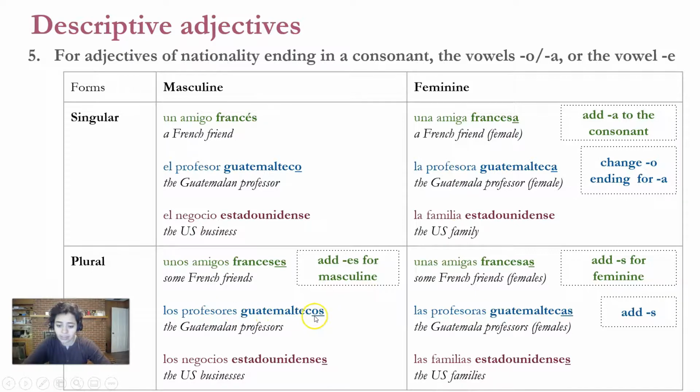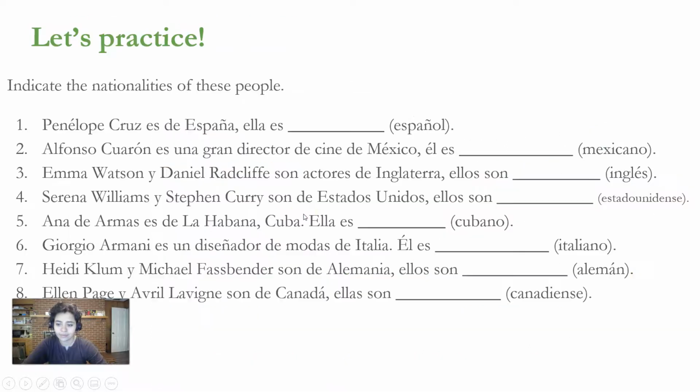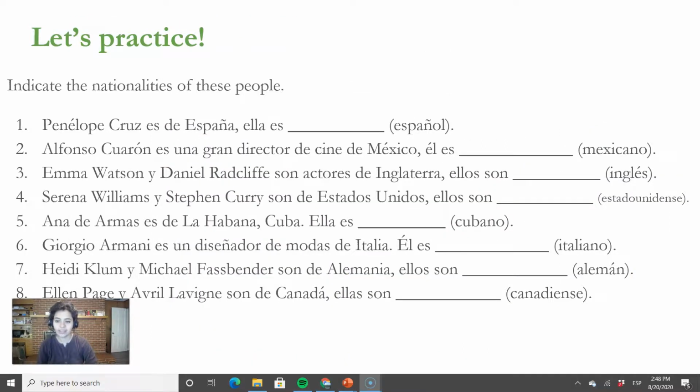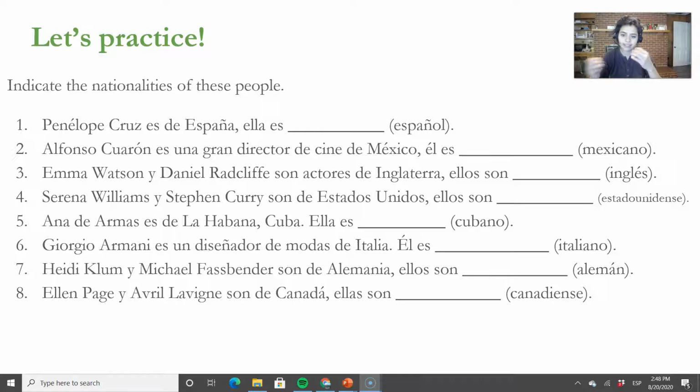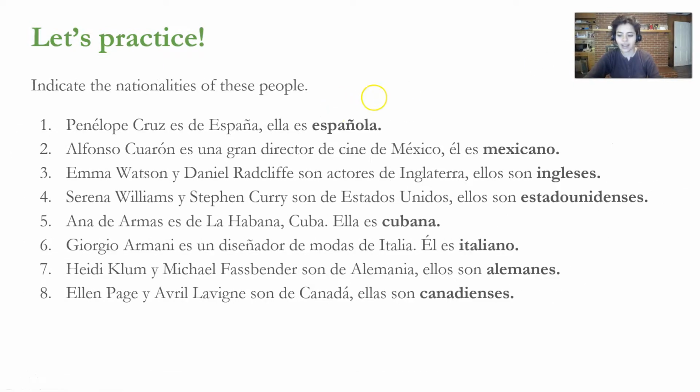Los profesores guatemaltecos, the Guatemalan professors. Las profesoras guatemaltecas, the Guatemalan professors, female. Then for adjectives of nationality that end in an e, they are invariable in gender, and to form the plural form, you just have to add an s, since they already end in a vowel. Okay, let's practice. You have to indicate the nationalities of these people. Here you can check your answers.